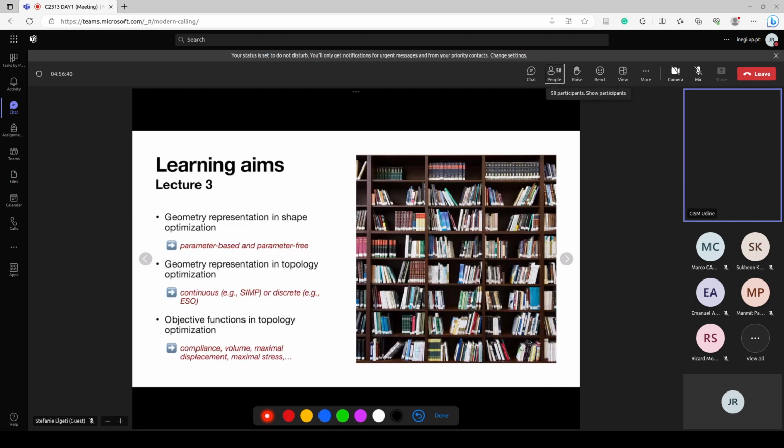So we sum up our learning aims. In geometry representation for the shape optimization, we spoke about the parameter base. So those were the splines, for example, and the parameter free. So we shift every node in the computational mesh. In topology optimization, we can choose a continuous or a discrete representation. And then in terms of objective functions, we looked at compliance, volume, maximal displacement, maximal stress. It was important that we have this additional constraint, now an inequality constraint on either the volume or the stiffness.